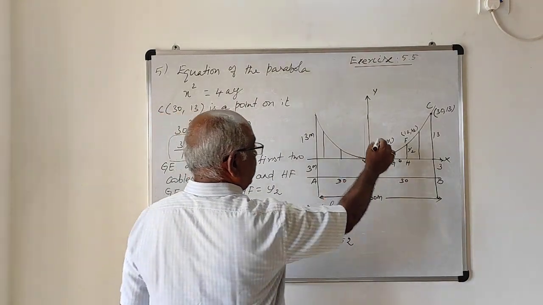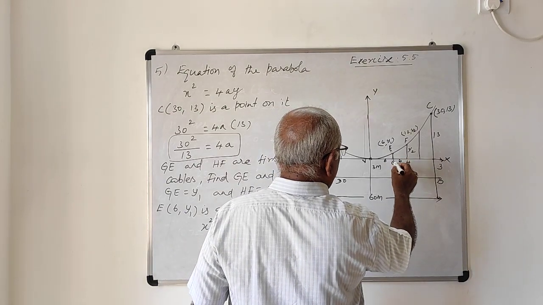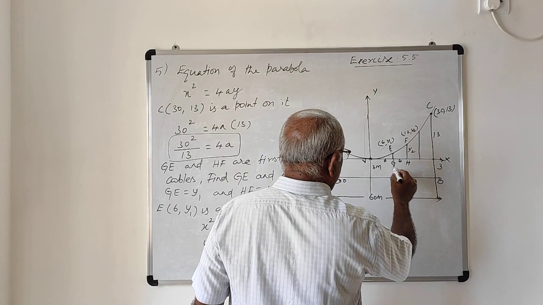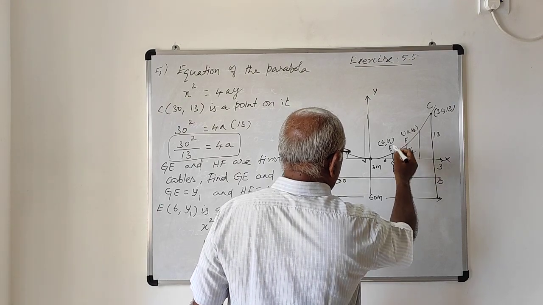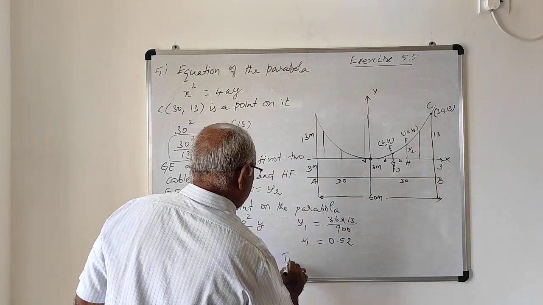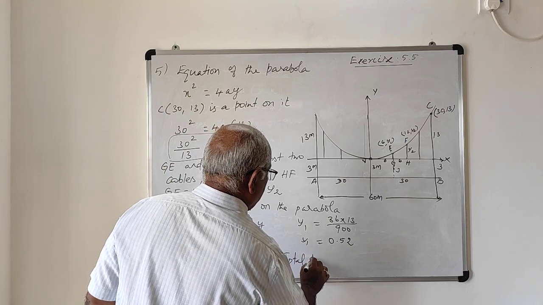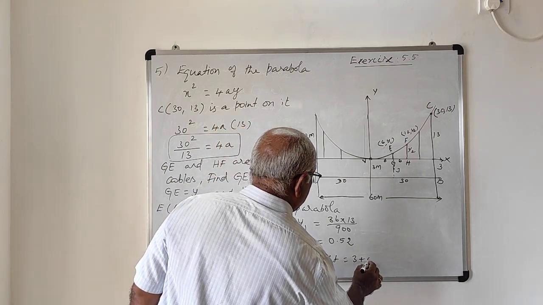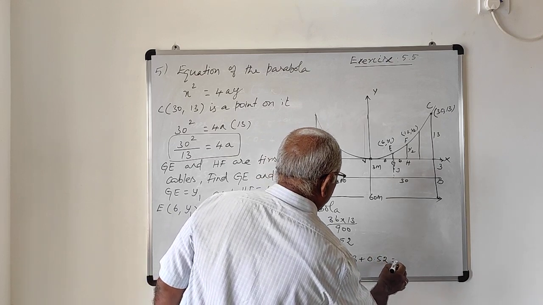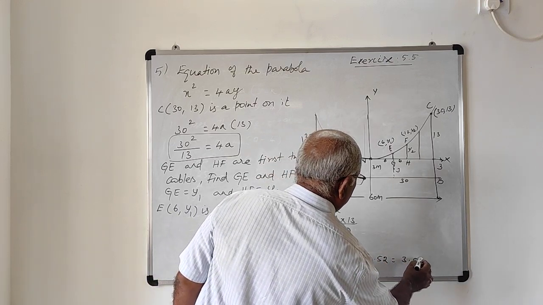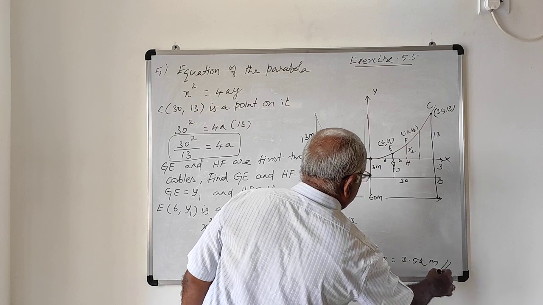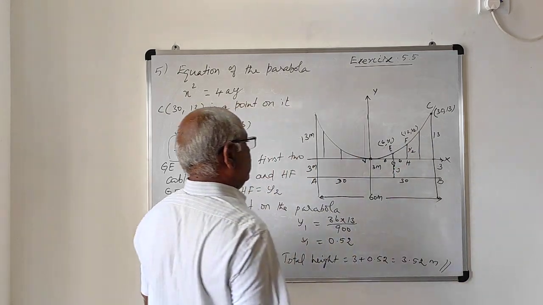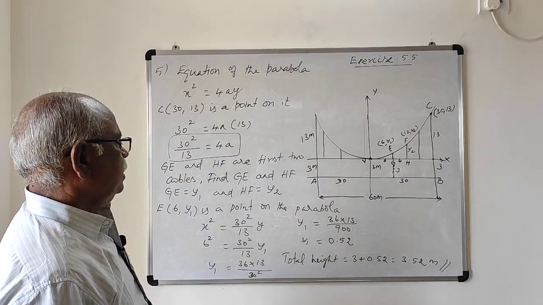We want the total height of the cable from the roadbed also, so you have to add these 3 meters. So the total height of the cable is 3 plus 0.52, equal to 3.52 meters. This is the height of the first cable.